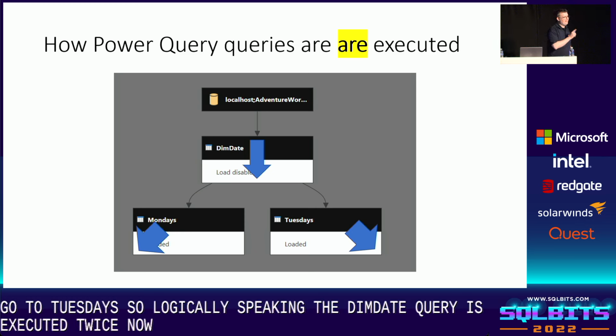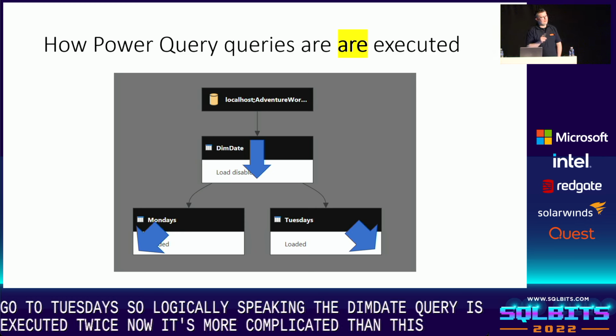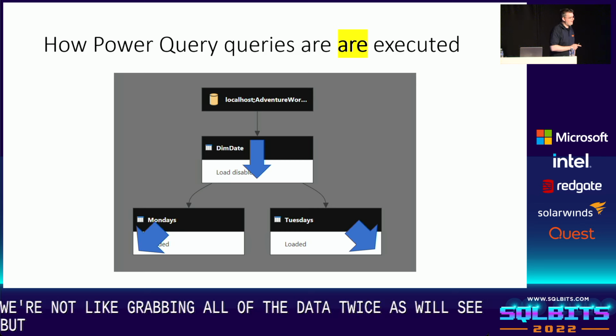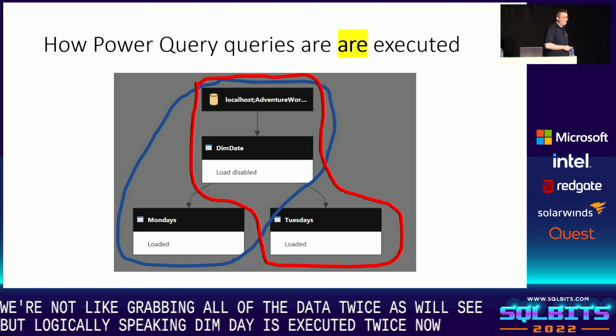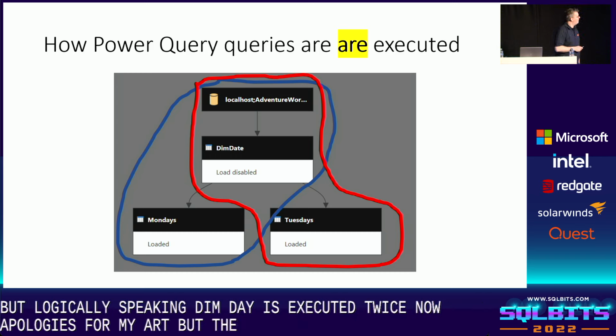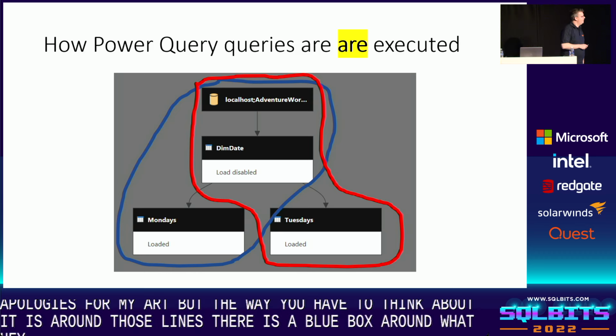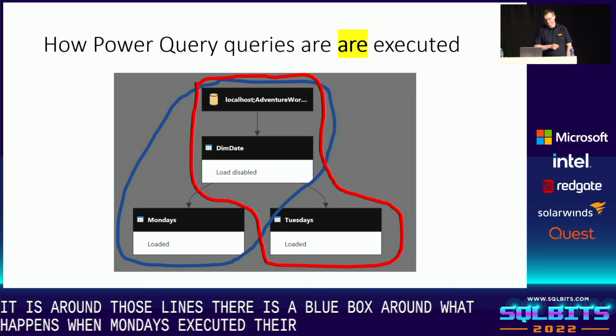Now, it's more complicated than this, so we're not grabbing all of the data twice, as we'll see. But logically speaking, dimDate is executed twice. Now, apologies for my art, but the way you have to think about it is around those lines. There is a blue box around what happens when Monday is executed. There is a red box around what happens when Tuesday is executed.